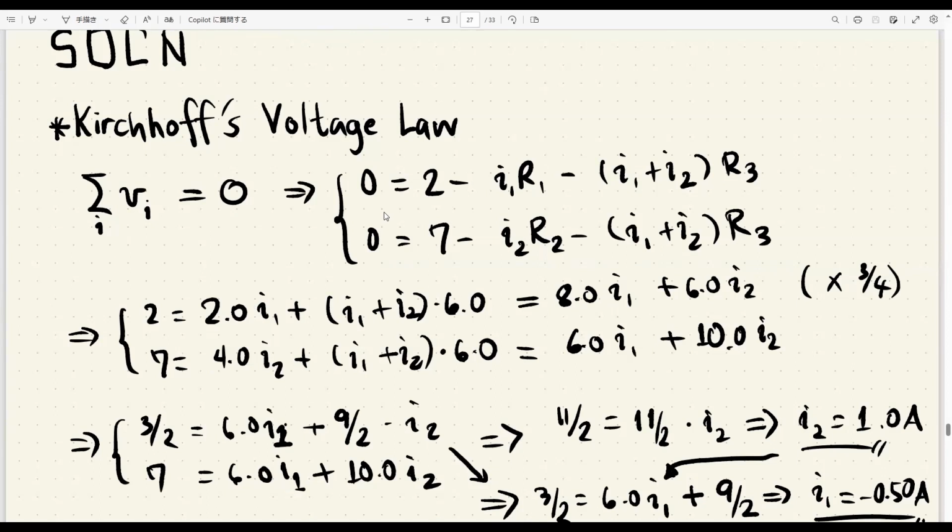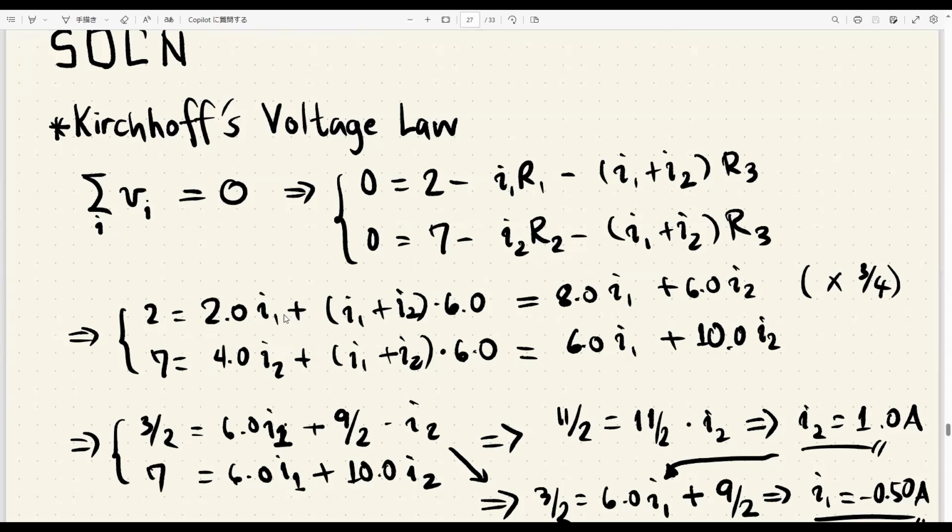And now we do the same thing for the second equation. So 7 is left here. I2, R2, move to the other side. This is R2, which is 4. This is I2. And then the R3 term to the other side, we get 6 I1 plus I2.